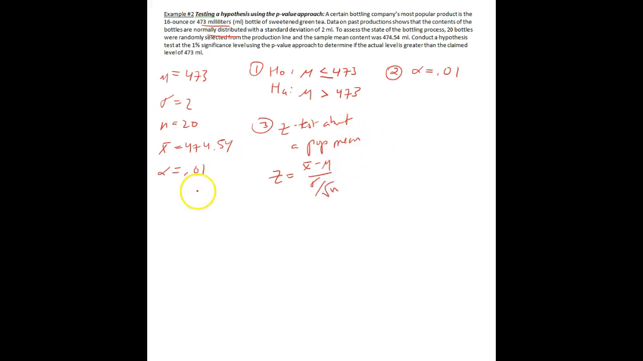Okay, and then step 4, let's do 4 down here. Now this is where things get a little bit different. I'm going to go ahead and draw a picture, but we don't need it in terms of putting the critical value in here. We just need this picture in terms of visualizing the rejection region.